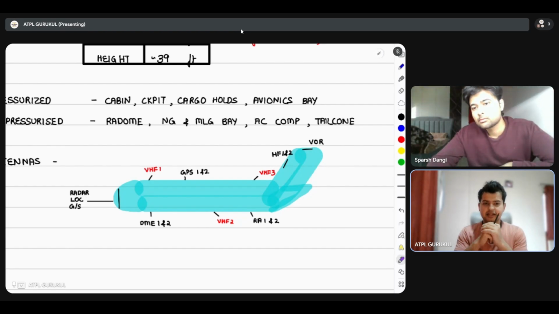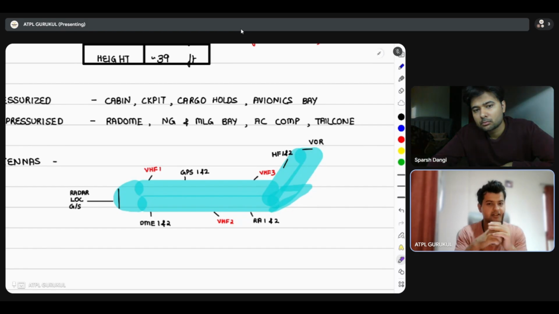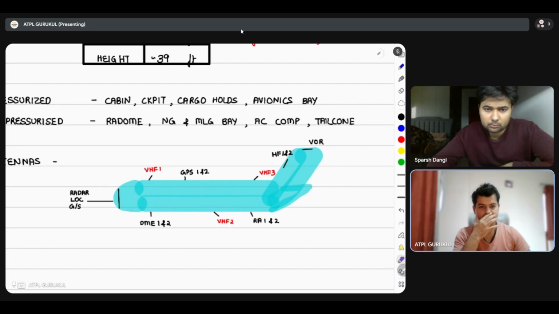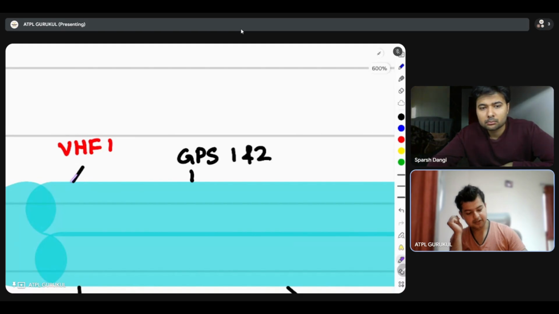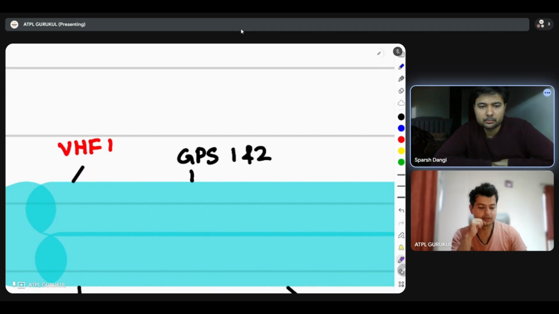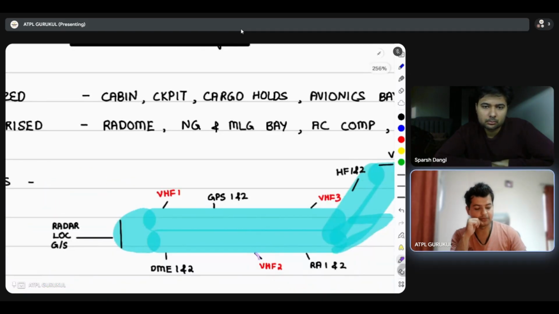Primarily, the antennas which we actually use in flight are the VHF and HF antennas for communication. For the purpose of communication, we have VHF 1, 2, 3. See, going from front to back: 1, 2, 3. One on top, one on the bottom, one at the back, then back on top. What do they look like, what is their actual shape? It's something like this. Any doubt? No. There is one on the bottom and one on top.